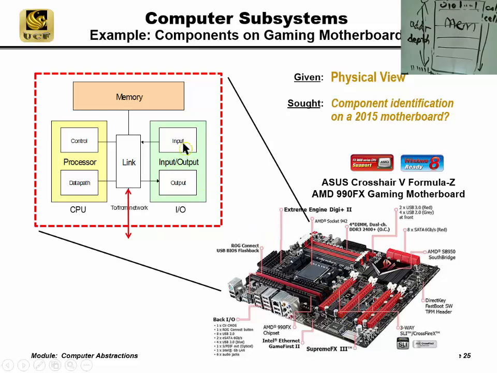So let's identify these components. So processor, you can see the AMD processor here. I've just circled it the same color, yellow. And these are expansion slots, but here's memory slots. Okay, memory slots for DDR. What about input and output devices? Input and output devices, you see Ethernet, back I/O here. So we can see different types of input and output devices.